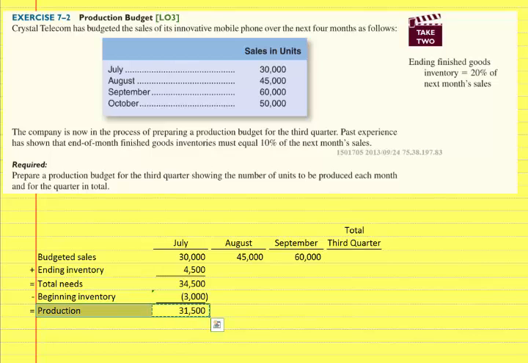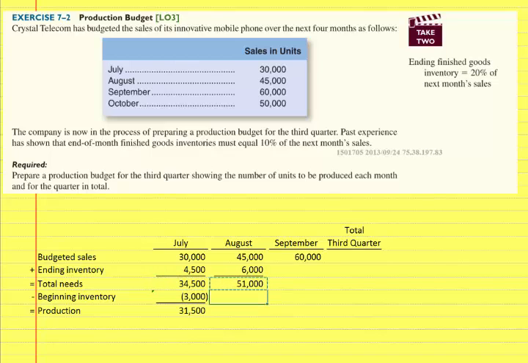Now let's take a look at August required production. For August ending inventory, I'm just going to copy July's ending inventory formula over to August, and that gives me 10% of September sales, 6,000 units in ending inventory for August. Add those two together to get 51,000. Copy and paste to get 51,000 in total needs for August.